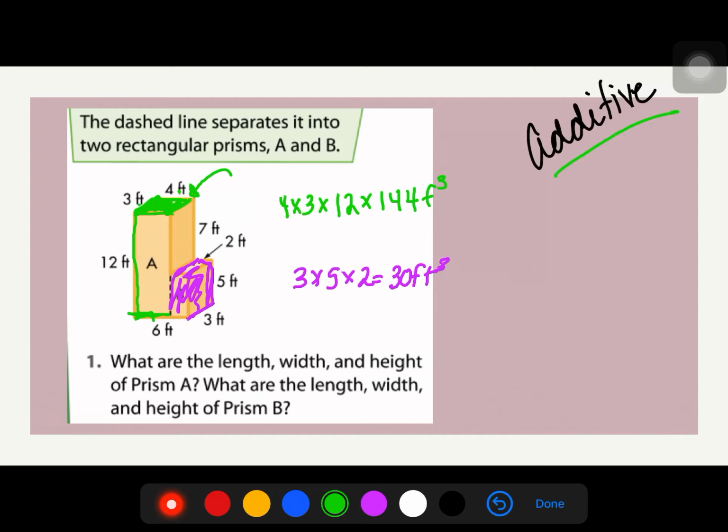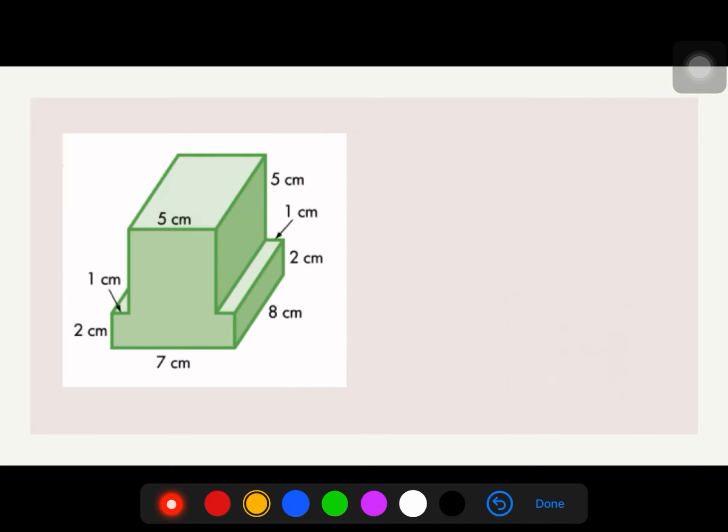But that's not the volume of the whole shape. The volume of the entire structure is additive. So I take the volume of A, 144, and I add it with the volume of B, 30, and the total volume for that shape is 174 cubic feet. Okay, so just know that you can do that. I'm not even making you do a whole lot of practice with that, but I want you to know that that is how you do it. So I want you to look at this one for me. How would you split it?